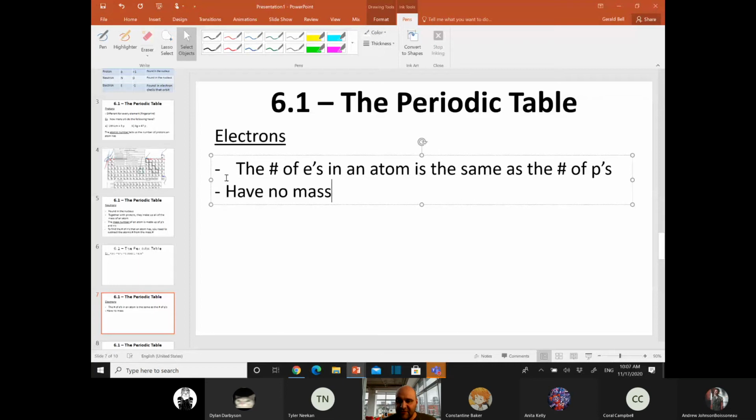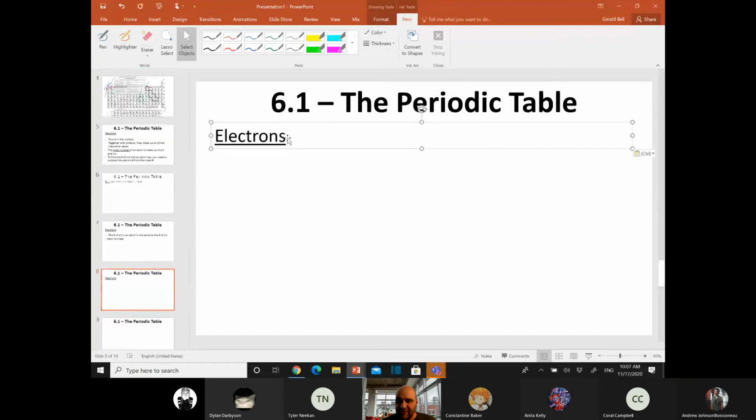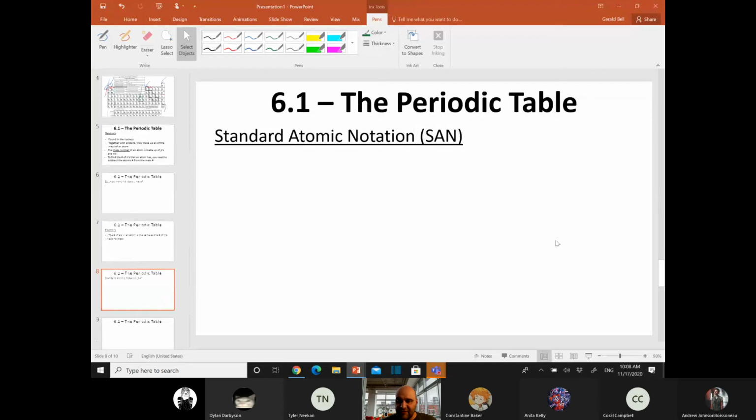All right, let's wrap this up now with something important. It's just a way for us to organize our information. Start a new slide for this. It's called standard atomic notation. Sometimes I just put SAN, standard atomic notation. And all it does is show the particles. It's just a way of taking that info on the periodic table and writing it down on paper.